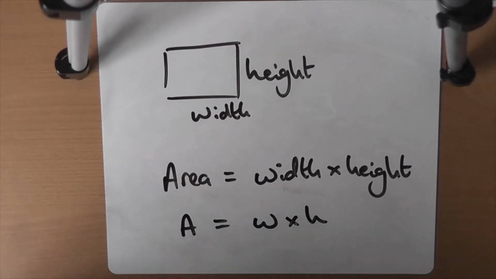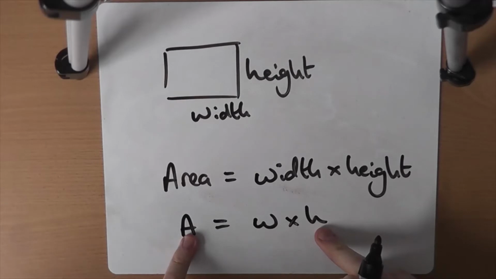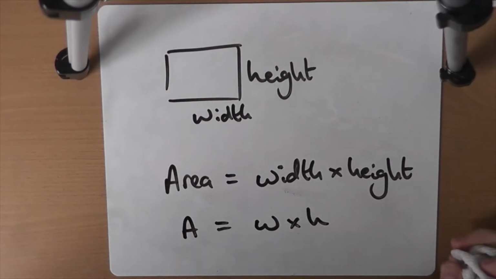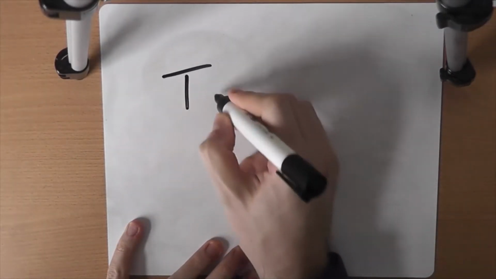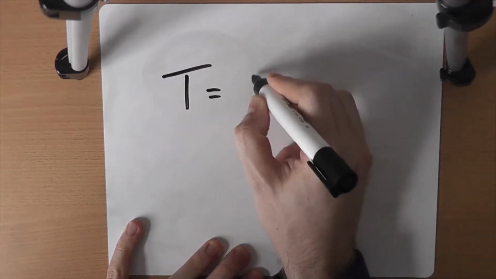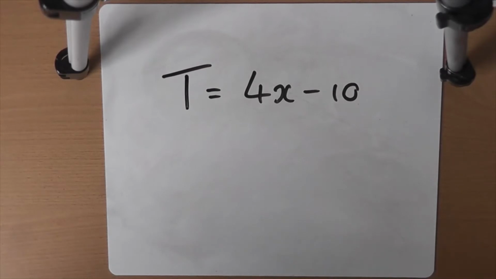A process that we can go through where we can change the values of W and H, and we're going to get a different value of area in this case out of that formula. But the rule stays the same whatever the numbers are. If we consider just a generic formula, this is just a completely made up one. T equals 4x minus 10. What are t and x? Who knows? It doesn't really matter.